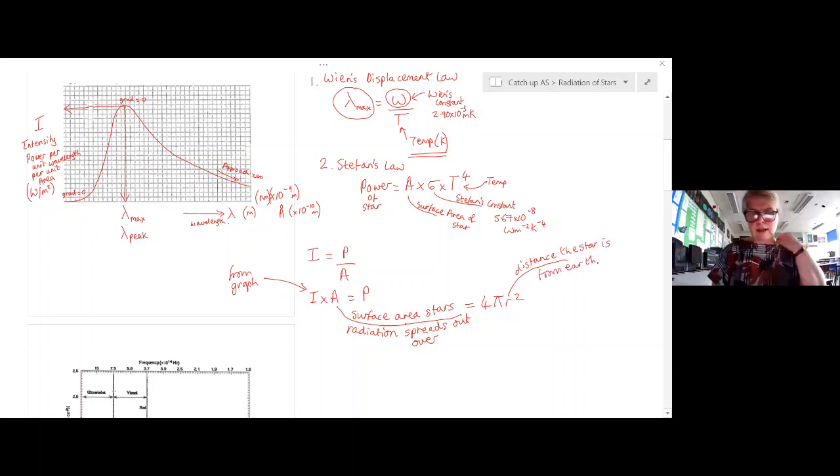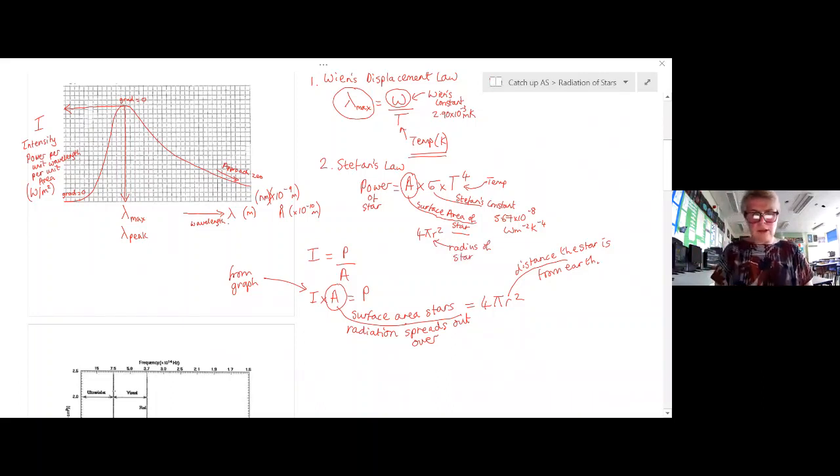So you can see that there's going to be a little bit of confusion here, because this surface area will be different to the surface area that is actually in Stefan's law, because that is the surface area of the star, still given by 4 pi r squared, where r is the radius of the star, not the distance from the star to Earth.